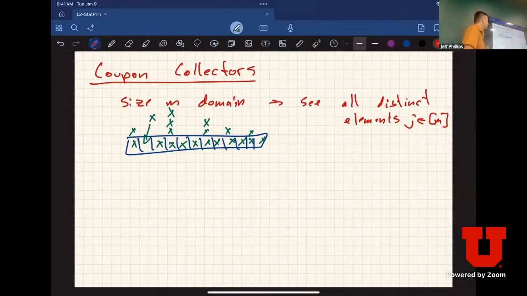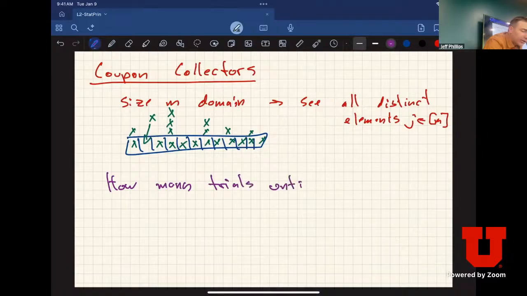Coupon collector's is asking for when I see everything here. So how many trials do I need to do until I see everything? What's a guess for how many trials I'll need to do to see everything? It's going to be at least m. So how many trials until we see all m?